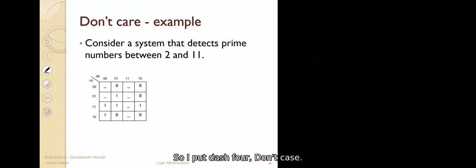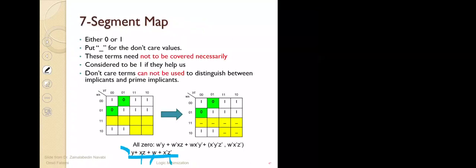So I put dash for don't cares. Now let's see, what is this function? This function is the one that is going to find the prime numbers between 2 and 11. So yes. Okay, for the example, are we supposed to choose whether they're 0s or 1s? Is there a preference?